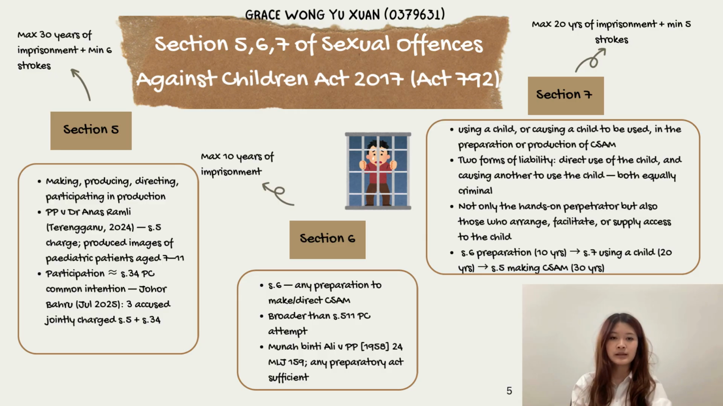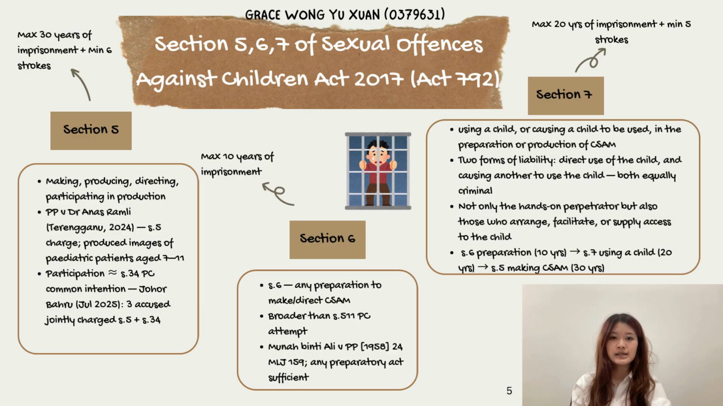Section 7 criminalizes using a child or causing a child to be used in the production of CSAM, carrying a maximum of 20 years imprisonment and a mandatory 5 strokes. The Act's illustration involves a father offering his 6-year-old children to a producer in exchange for money, with both the father and producer found guilty. This also reflects a difficult but important legal reality: children are not always victimized by strangers. As ACPAC Malaysia documented in 2022, offenders frequently exploit family relationships to gain access to child victims.